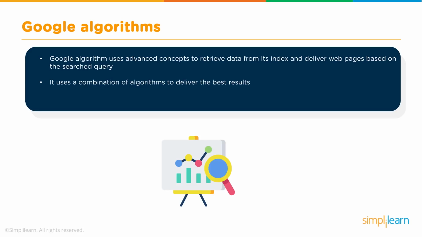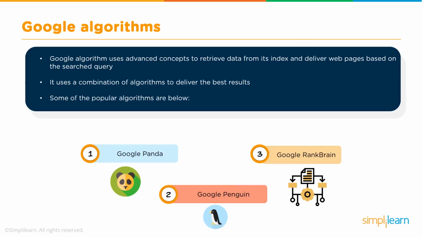It uses a combination of different algorithms to deliver the best results. They want the best results. And so some of the most popular algorithms below are Google Panda, Google Penguin, and Google RankBrain.